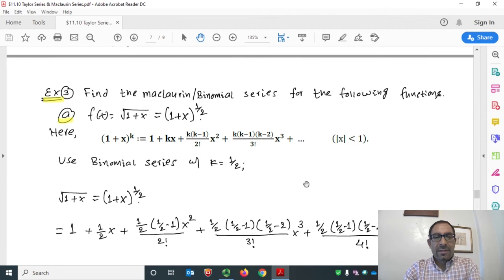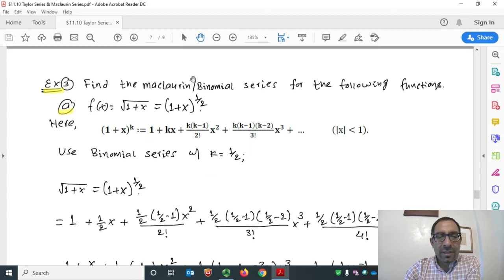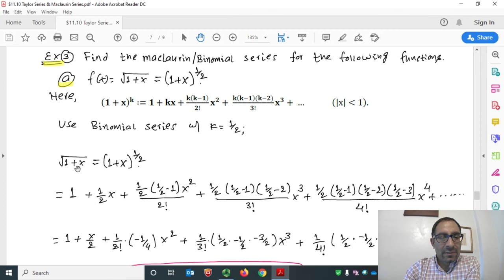Example 3, find the binomial series for the following functions. The function is (1 plus x) to the power 1 half. Here the binomial series expansion formula for (1 plus x) to the power k is this one here. I gave you the formula. For our question, k turns out to be 1 half. So let's use k equals 1 half in this formula. Then radical 1 plus x equals (1 plus x) to the power 1 half, which equals, on the right side, 1 plus 1 half x plus 1 half times (1 half minus 1) over 2 factorial x squared plus dot dot dot. I just plug in the value k equals 1 half in this formula.